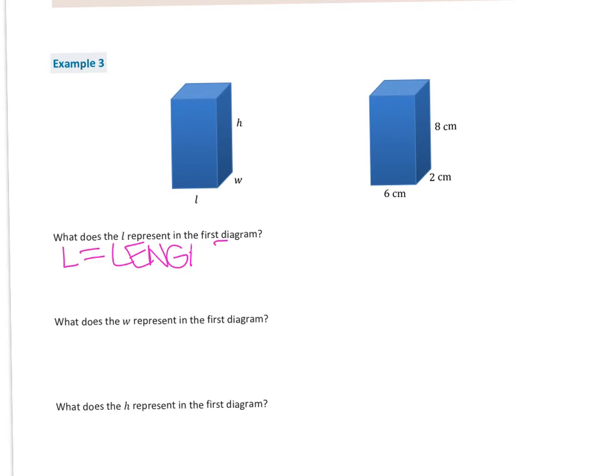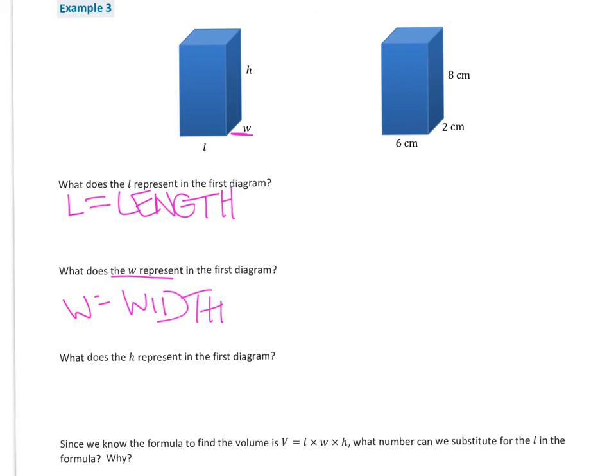Uh-oh, we misspelled length. How about the W? What does the W represent? I hope you were thinking width, and you would be correct. Now how about the H? Take a minute and guess for yourself, and we'll see if you were right. H is the height.